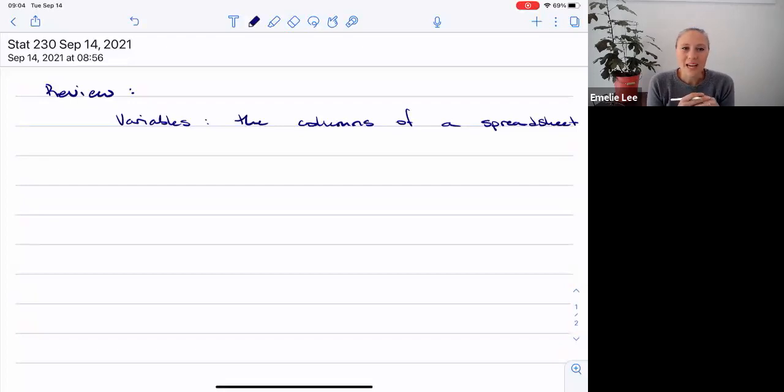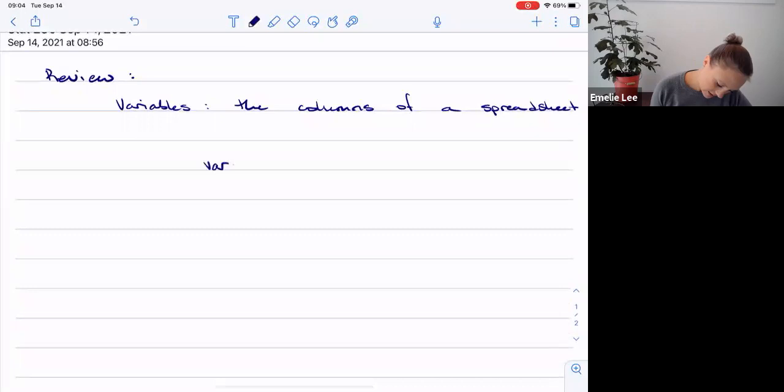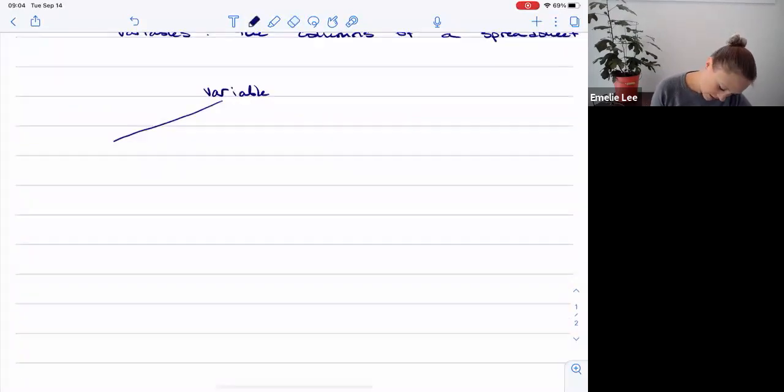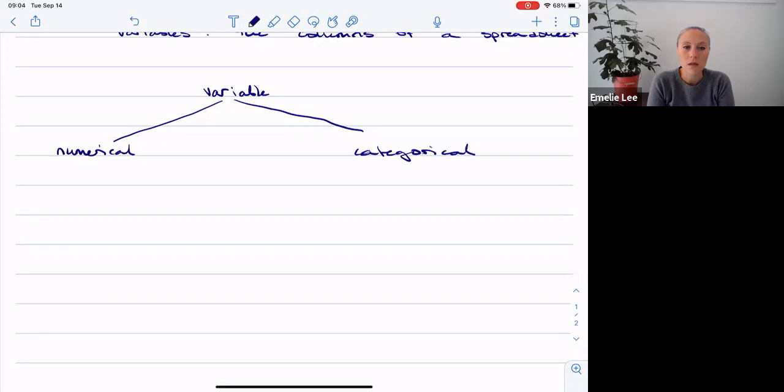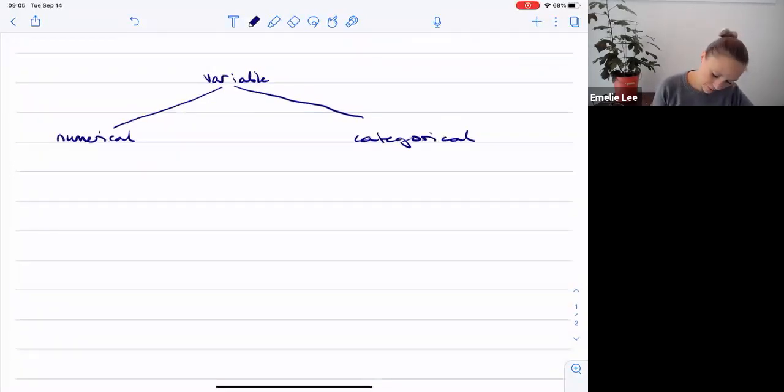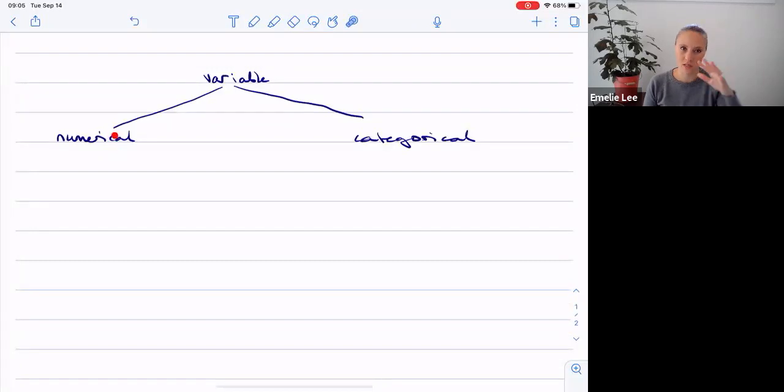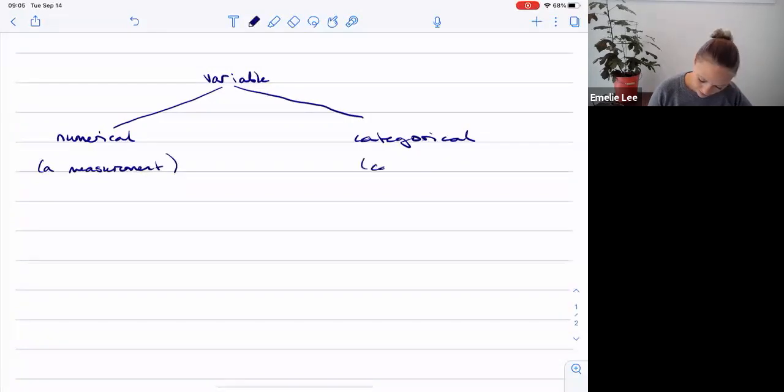And then what we said was, okay, we're going to need to classify these variables. What we landed on last day, and we talked about some other stuff too, is that a variable is either going to be numerical or categorical. We can split them up even further, but for most cases, the key difference is: is it numerical or is it categorical? So is it a measurement or is it categories?